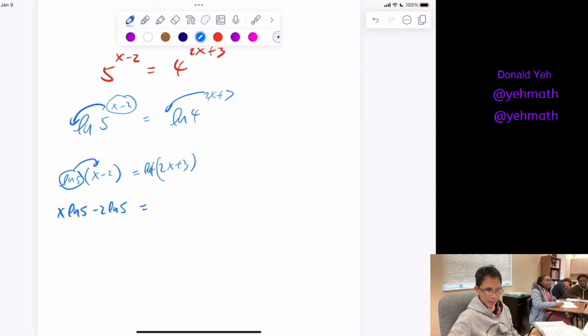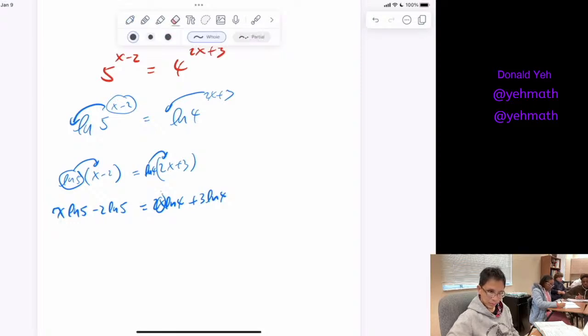So what happened with the second one? This is natural log of 4. What happened with the second one? 2x natural log of 4 plus what? 3 natural log of 4. There we go. Now I'm isolating this x. It's like the pig problem again.